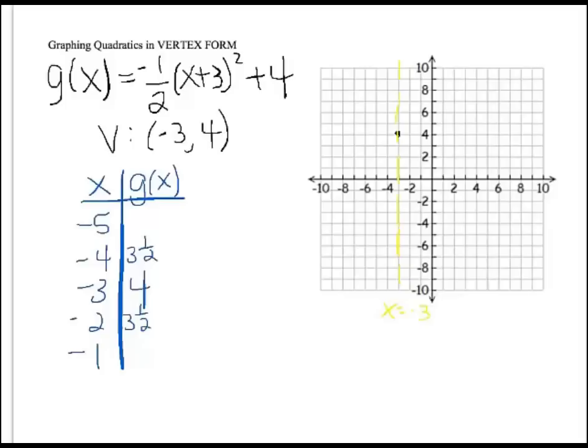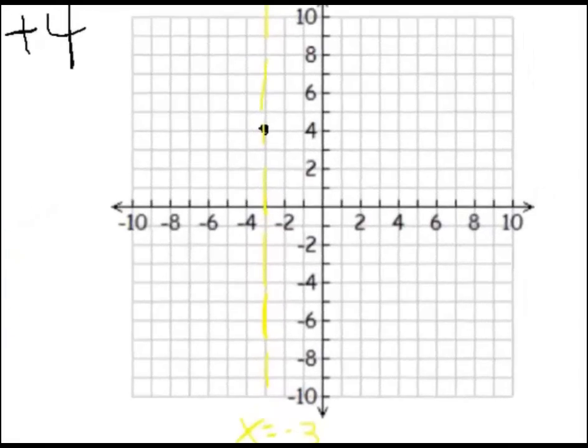If I substitute in negative 5, negative 5 plus 3 is negative 2. Squared is 4. Times negative 1/2 is negative 2. Plus 4 is 2. Okay, so let's plot those. So I get negative 4, 3.5 is here. Then that becomes here, negative 5, 2, and negative 1, 2.